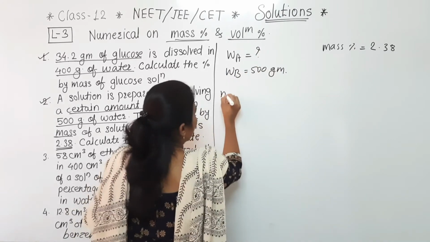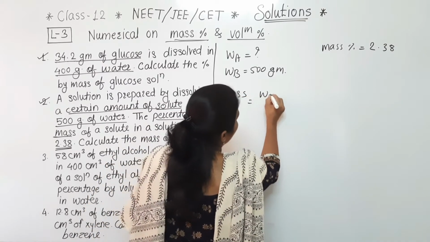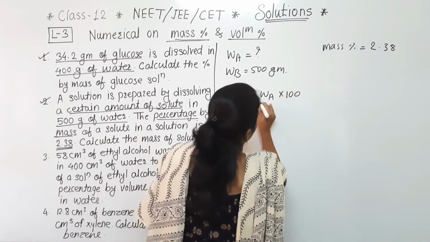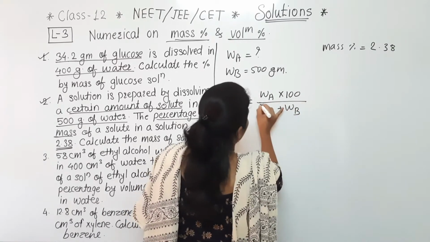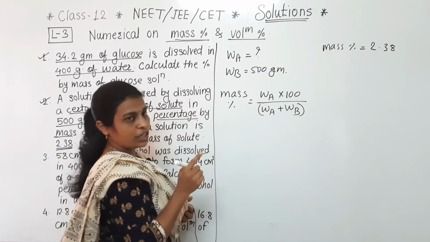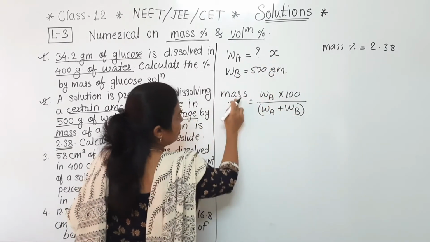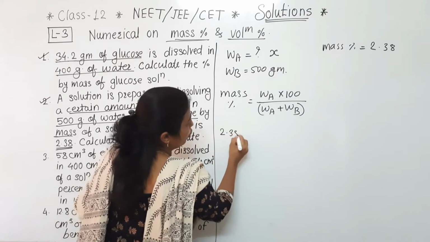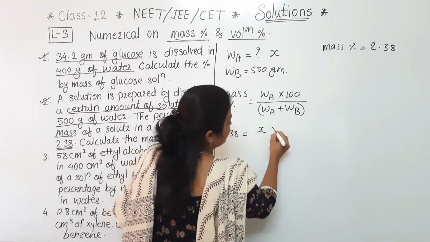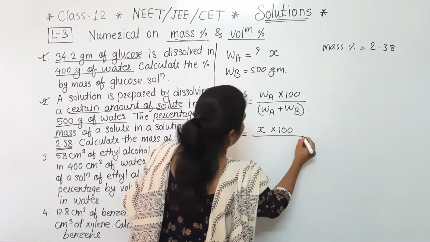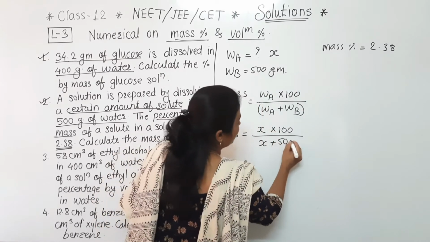So as we know, mass percentage is equal to WA into 100 divided by WA plus WB. But here we don't know WA, so we are going to consider it as X. So what will that be? Mass percentage is given, it is 2.38, is equal to WA, which we consider as X, into 100 divided by X plus mass of solvent, which is 500.